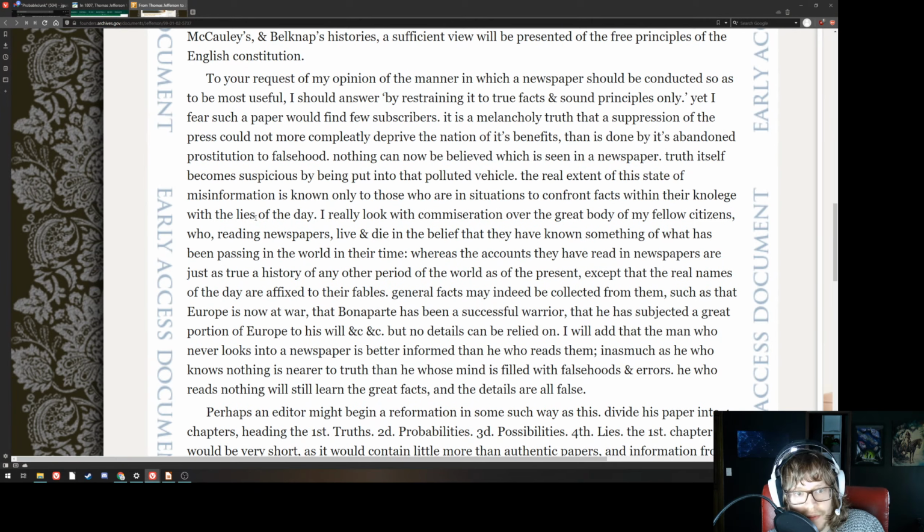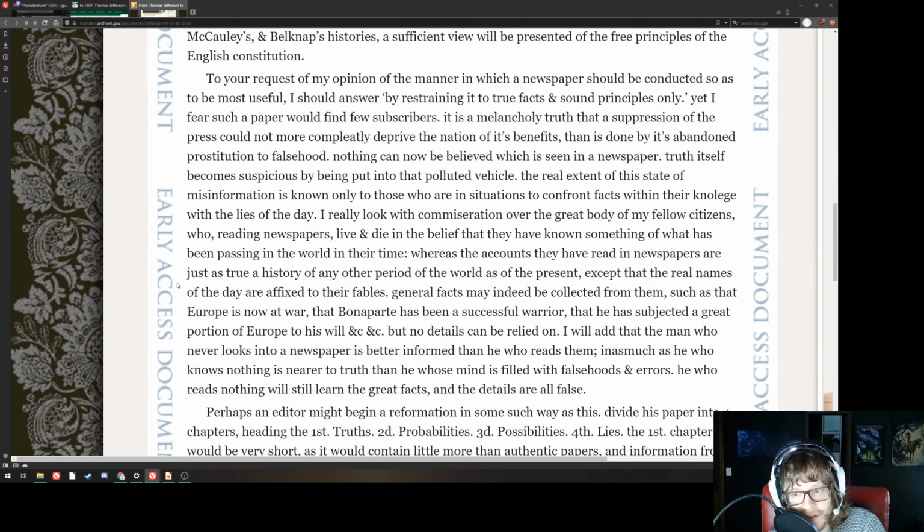All right, so continuing with this. We left off with the lies of the day. "I really look with commiseration over the great body of my fellow citizens who, reading newspapers, live and die in the belief that they have known something of what has been passing in the world in their time, whereas the accounts that they have read in newspapers are just as true a history of any other period of the world as of the present, except that the real names of the day are affixed to their fables.